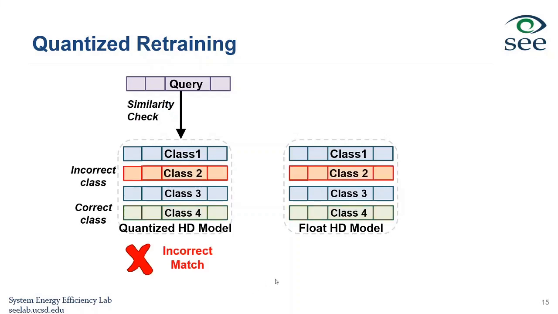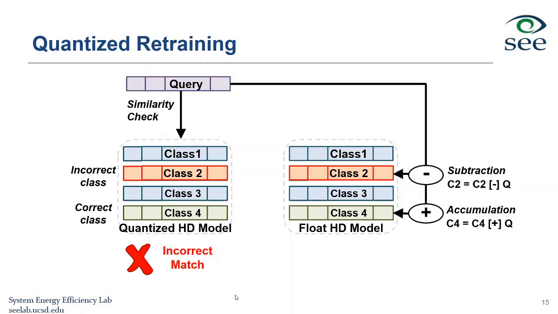In this case, we again are saying that our model incorrectly classified the sample as class 2 when it belongs to class 4. But we cannot simply modify our quantized class hypervectors like we do in baseline HD, because this would result in drastic changes to the model, especially since we quantize to binary values in this work. To get around this, we keep the floating point model around and perform the update on the floating point model, then update the binary HD model by re-quantizing the floating point model.